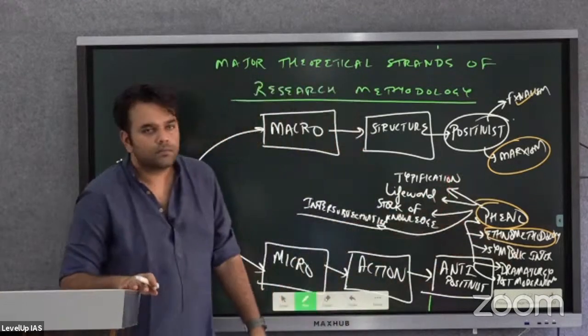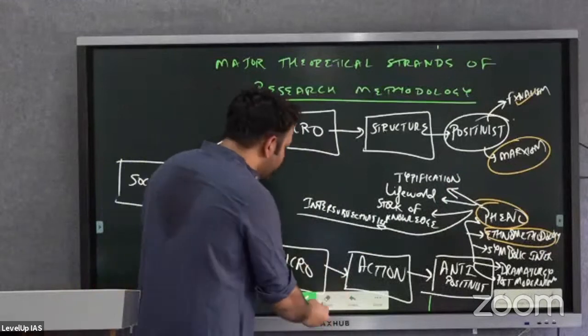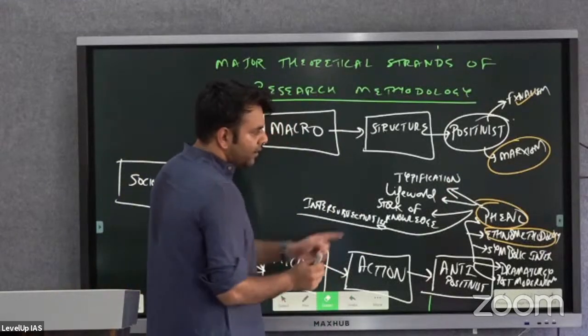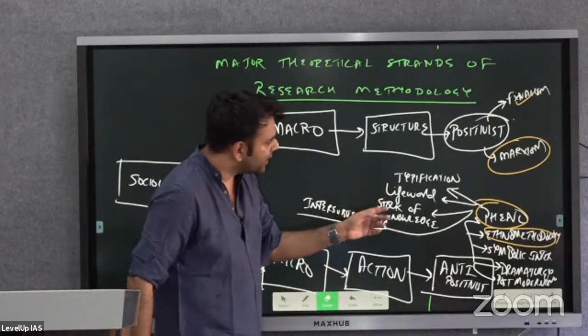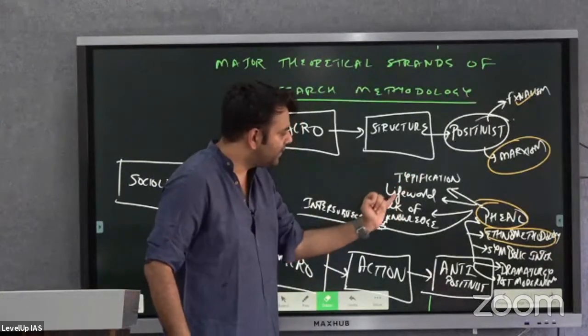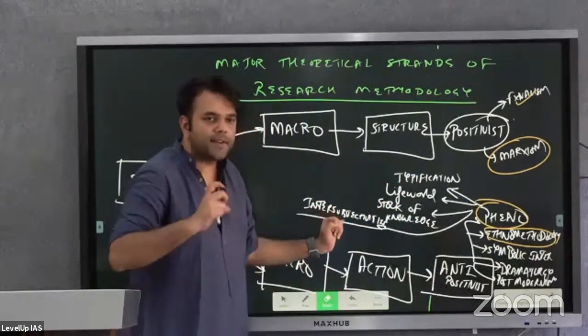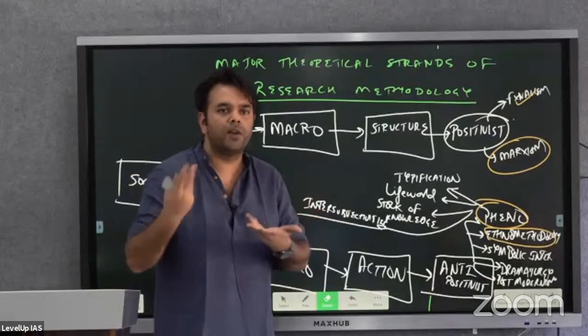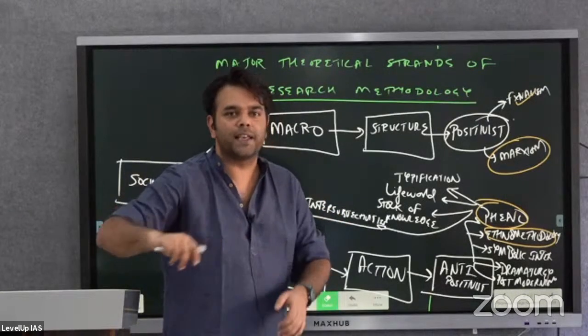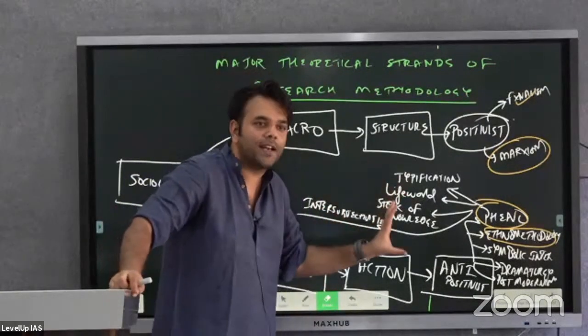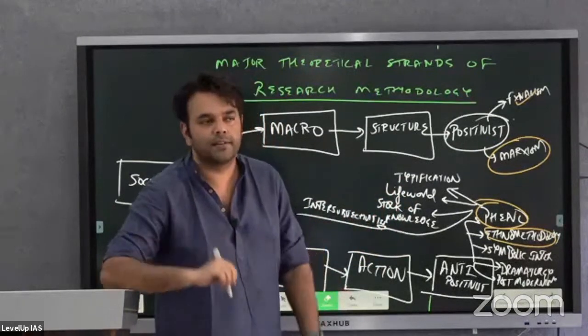Ethnomethodology. What are the keywords for ethnomethodology? Let me repeat keywords for phenomenology. Typification, life world, stock of knowledge, and intersubjectivities. Intersubjectivity is how they interpret data, which is very different. Intersubjectivities. Okay.